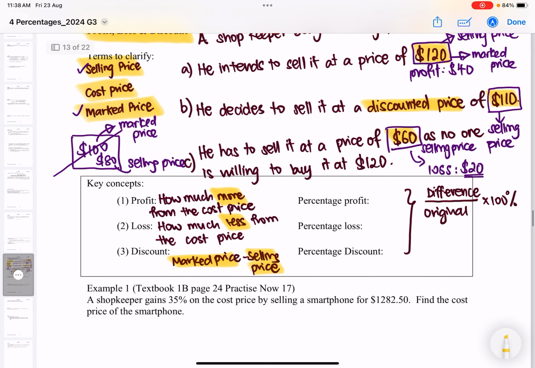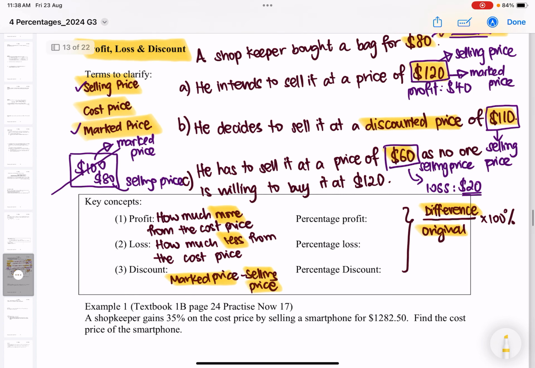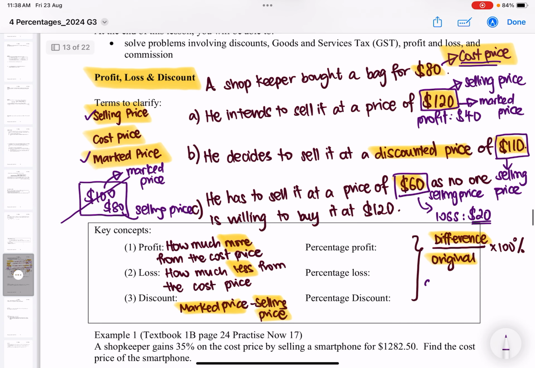Now, the formula to calculate the percentage profit, loss, or discount, instead of looking at it as three different formulas, we can generalize it as just difference over the original times 100%. Okay, so for example, in this context of the shopkeeper buying a bag for $80, if I wanted to calculate the percentage profit for part A, where the shopkeeper sold it at $120, then this is how I will do it.